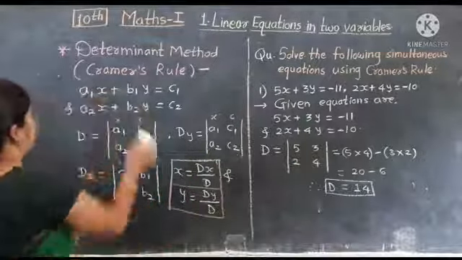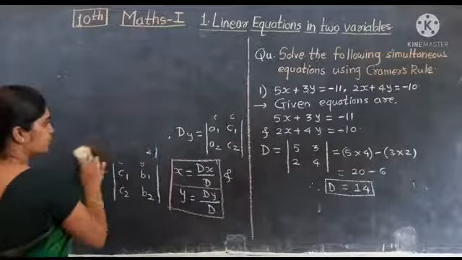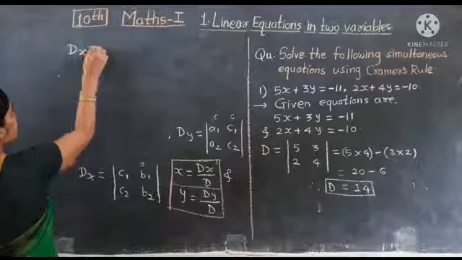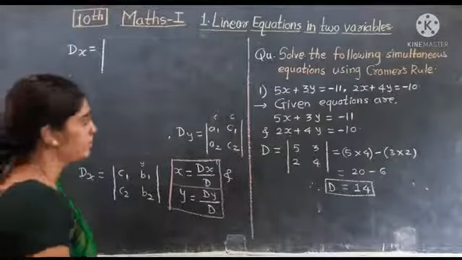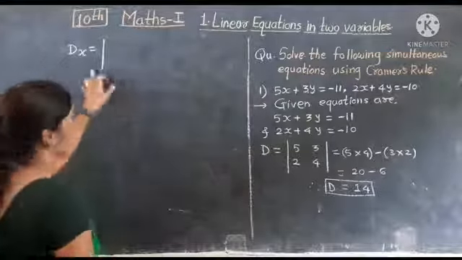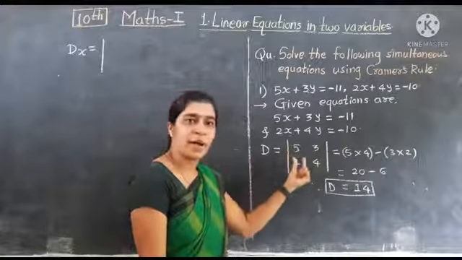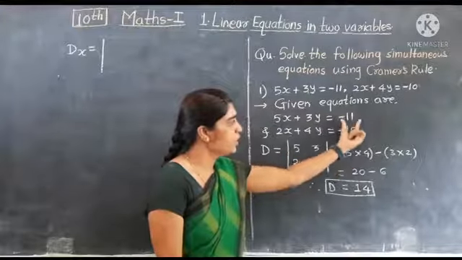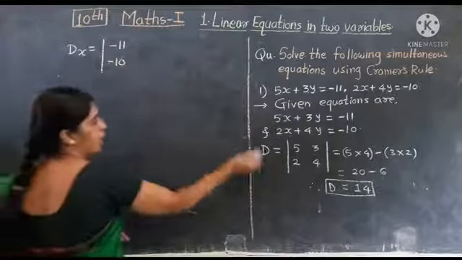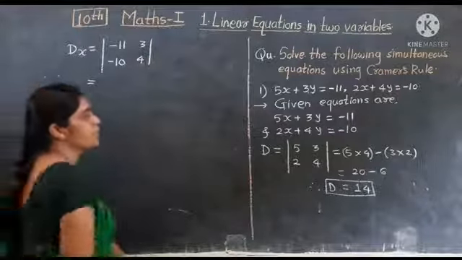Okay. Next you find Dx. How to find Dx? Then find Dy. Here, replace the column of x by the constant numbers. Which are the constant numbers here? Minus 11 and minus 10. And y as it is, 3, 4. So what answer do you get?